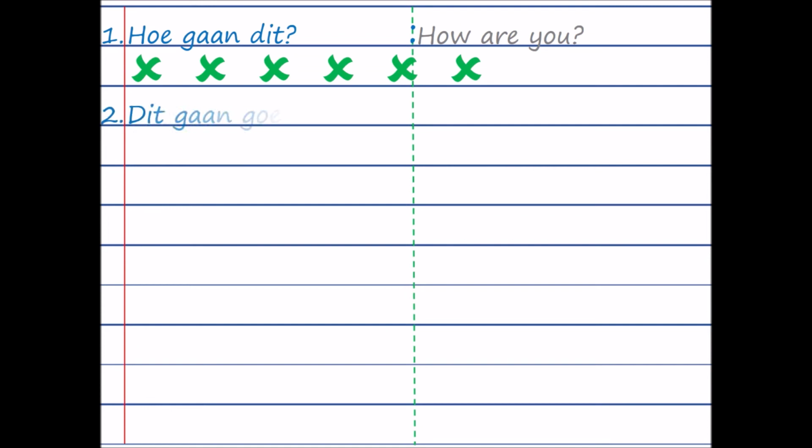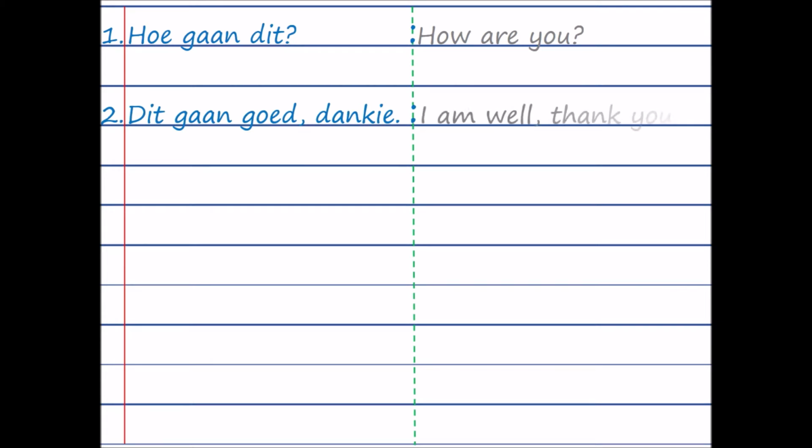Now we are going to respond to the question. Skip a line and write in pen. Dit gaan goed, dankie. Colon on the fold, and in pencil we write the English translation. I am well, thank you. Remember to write your neatest handwriting so you can pause or stop the video if you need a little extra time to do it right.